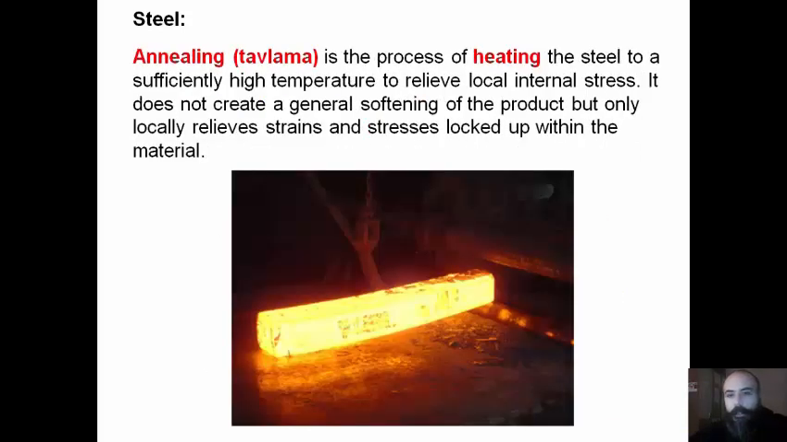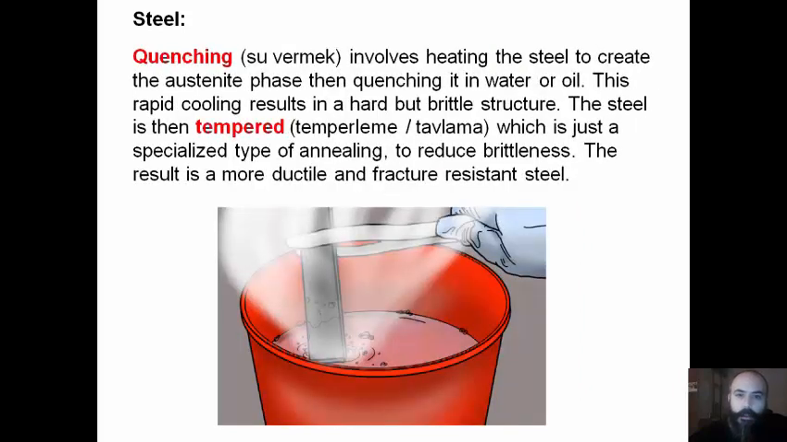Annealing is the process of heating the steel to a sufficiently high temperature to relieve local internal stress. It does not create a general softening of the product, but only locally relieves strain and stresses locked up within the material. Quenching involves heating the steel to create the austenite phase, then quenching it with water or oil. This rapid cooling results in a hard but brittle structure. The steel is then tempered, which is just a specialized type of annealing to reduce brittleness. The result is a more ductile and fracture-resistant steel.